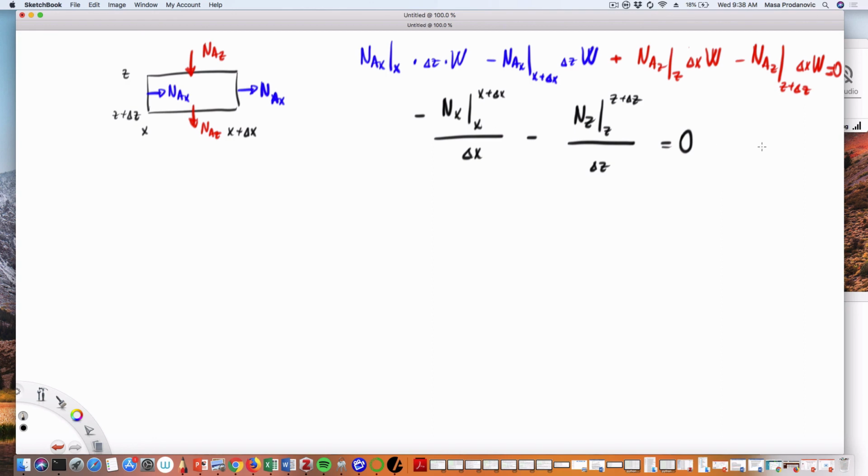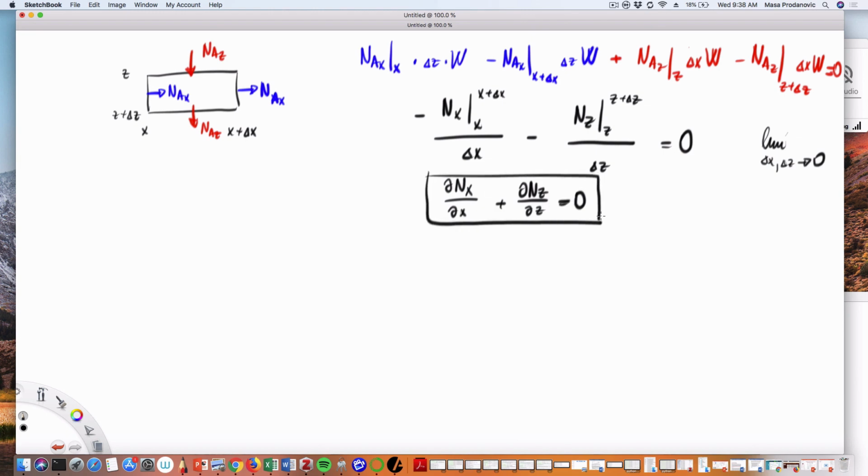So when I take the limit, I'll get my differential equation: dNaX/dx plus dNaZ/dz is equal to 0. Before we had just dNaZ/dz because we had only one direction of things moving, and now I have two directions. So that's the main difference.